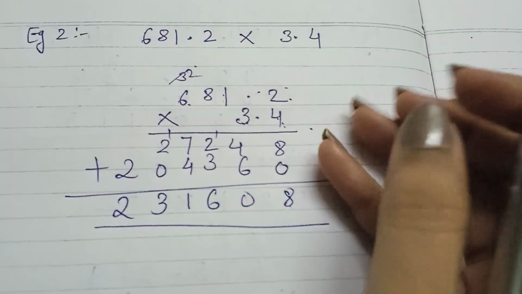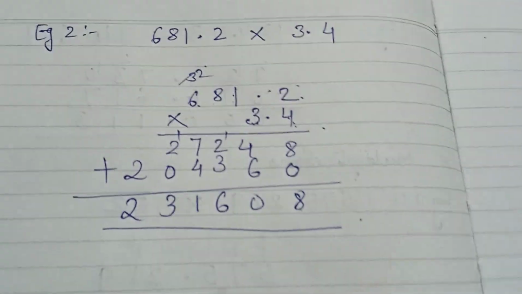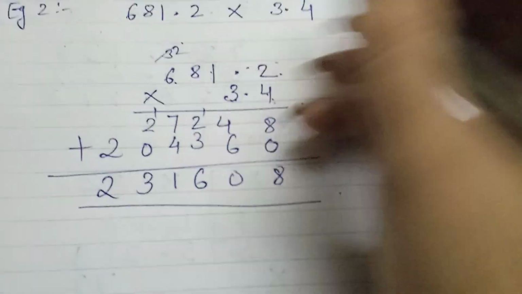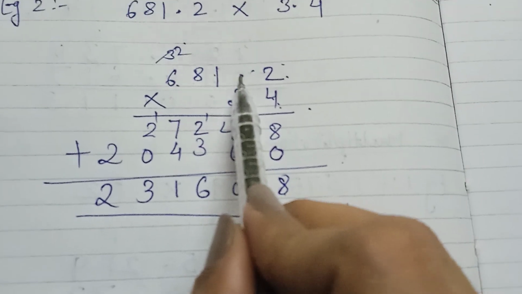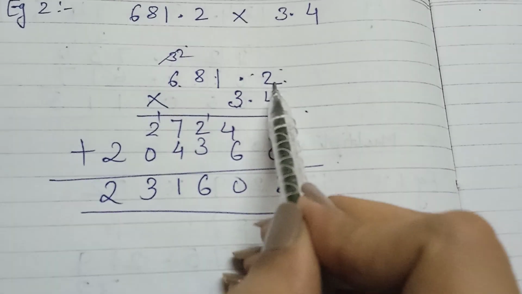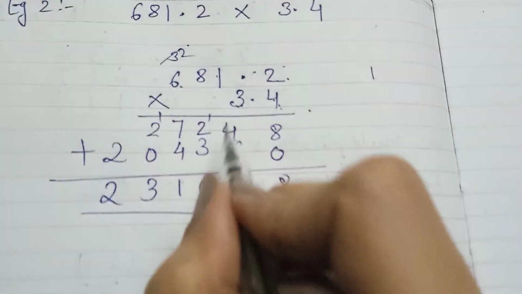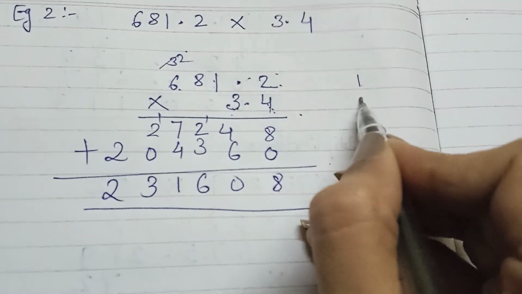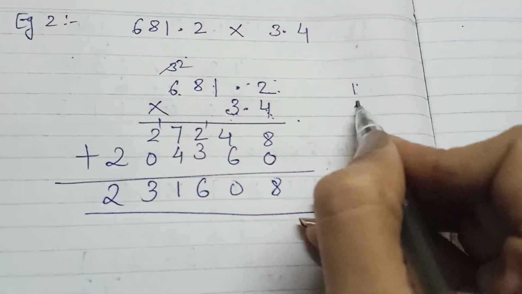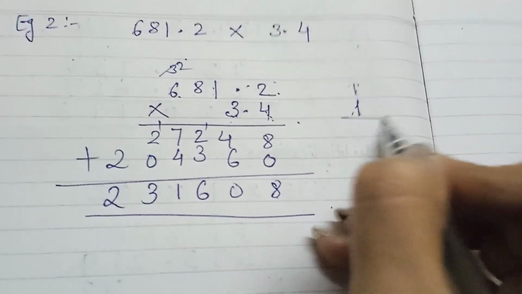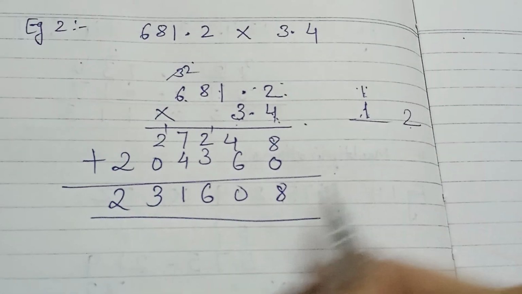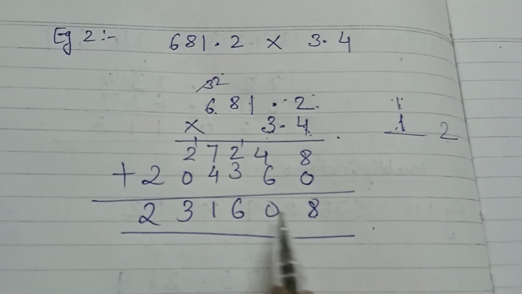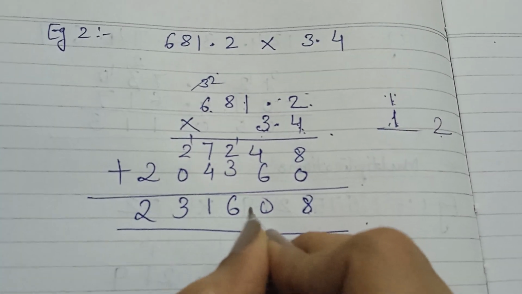As per the rule, or the trick which I have said before in the previous sum, what we have to do is count the number of digits after the decimal. In the first number after the decimal, how many digits are there? 1. In the second number after the decimal, how many digits are there? 1. So 1 and 1, in total, how many digits are there? 2. So we will count 2 from the right hand side, 1, 2, and then give a decimal point.